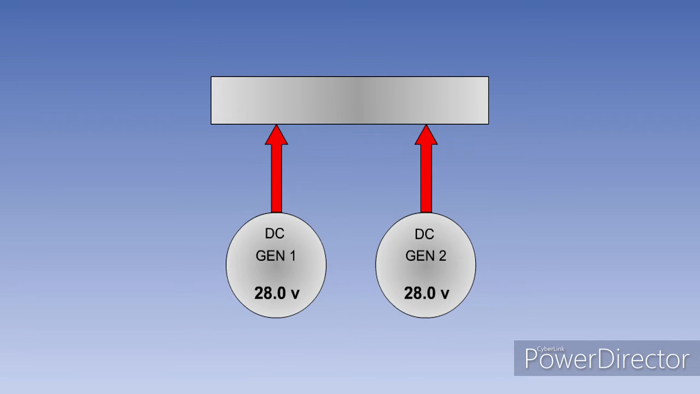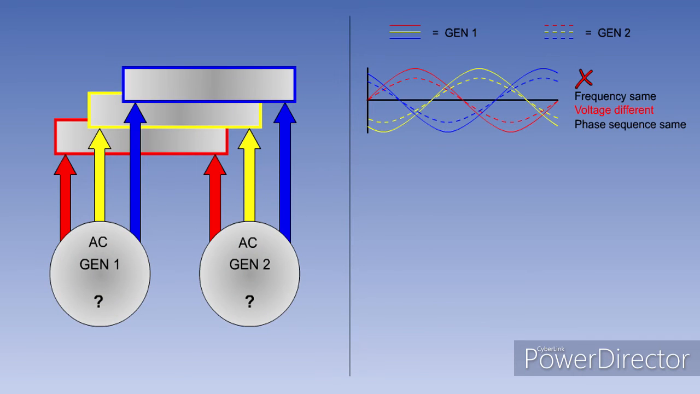You will recall that for DC generators to operate in parallel, their output voltages have to be the same. Similarly, the output voltages of all AC generators being paralleled must be the same. However, for three-phase AC machines, things are a little more complicated than that, as frequency and phase sequence also need to be taken into account.